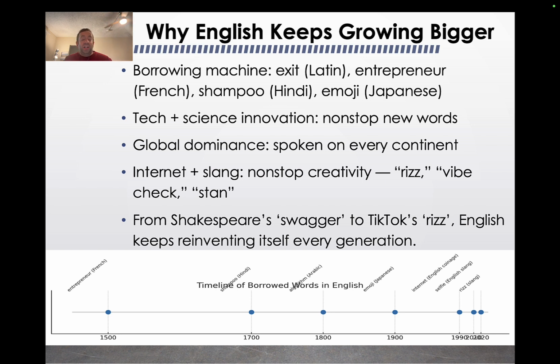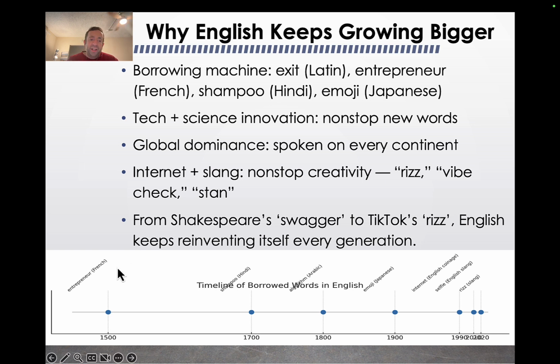And then Shakespeare actually, in his writing, created swagger, and that dates back to, give or take, the 16th century. With swagger, actually, I don't have it on here, but I think it's around the 1500s with Shakespeare, 1400s, 1500s for Shakespeare's writing, to TikTok's Riz, which is the early 2020s we're talking about. English, again, keeps reinventing itself every generation.